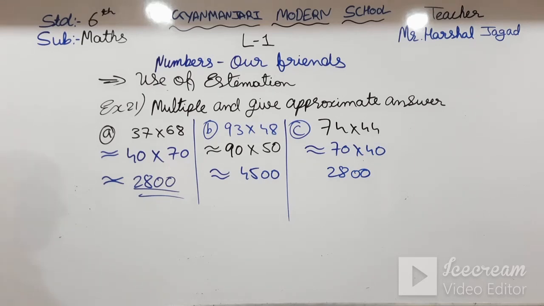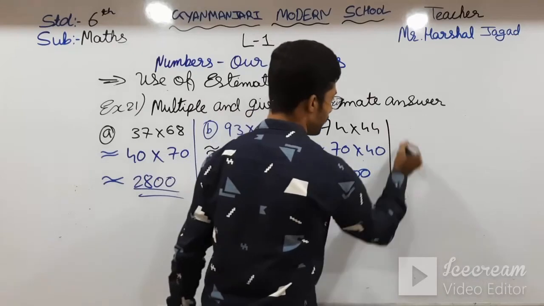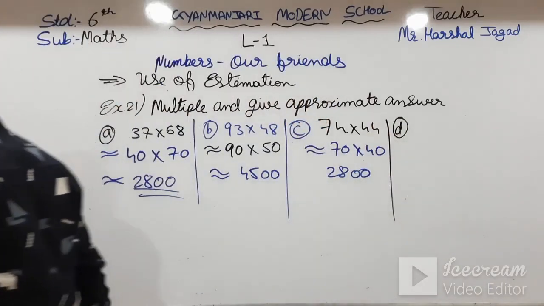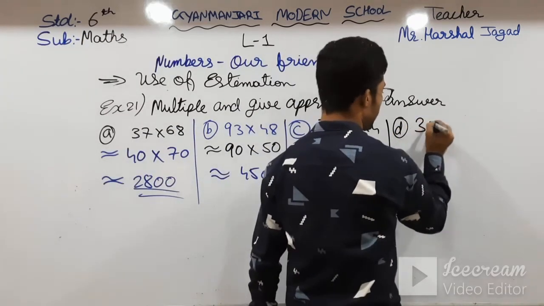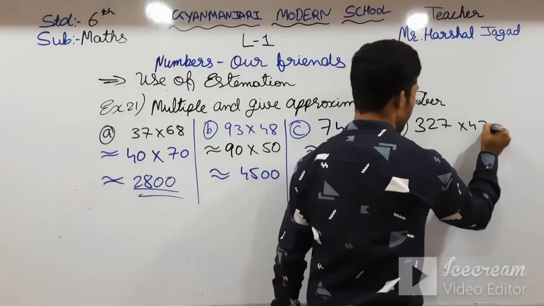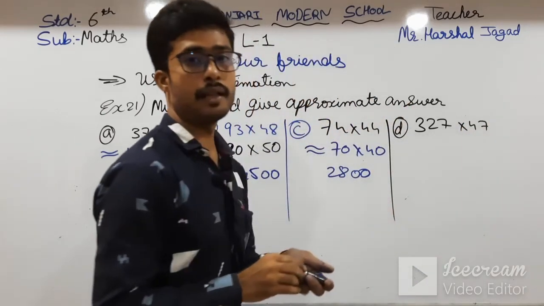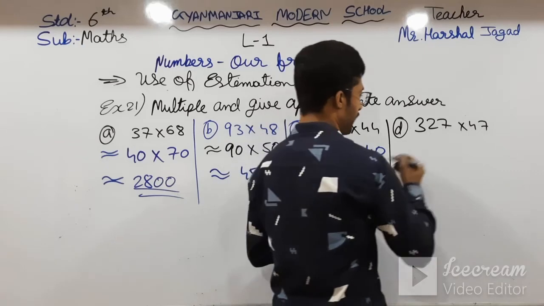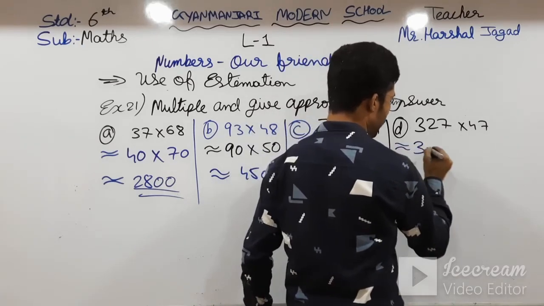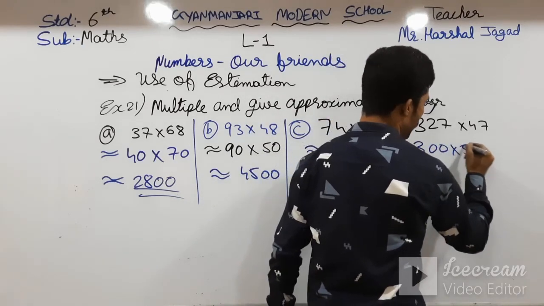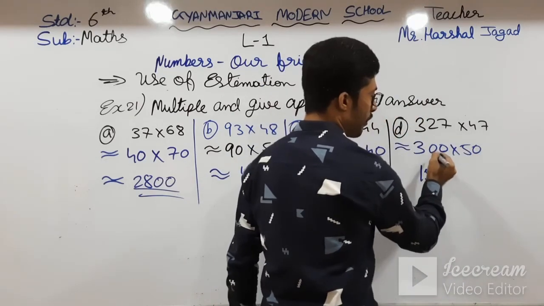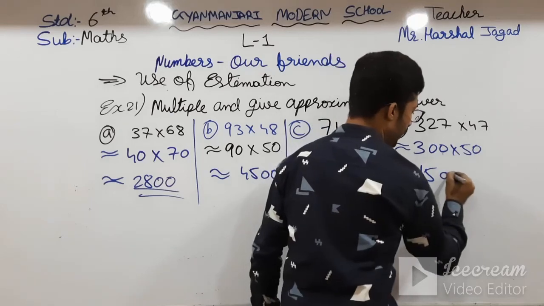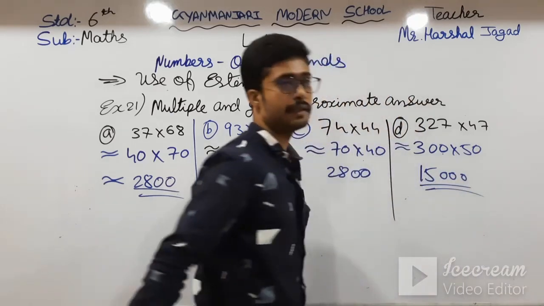And next, last one, D. So what is the value? 327 into 47. First of all we will round off the figure, that is 300 into 50. So 5 3s are 15. How many zeros? 1, 2, 3. This will be the answer.